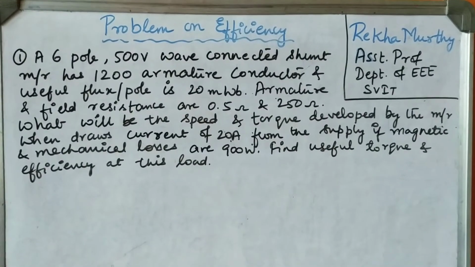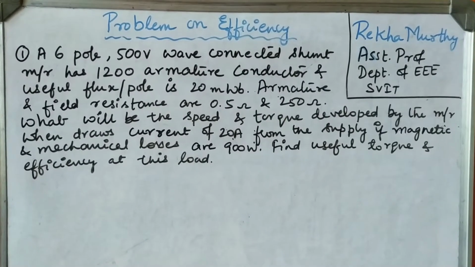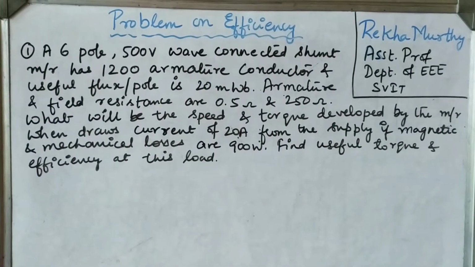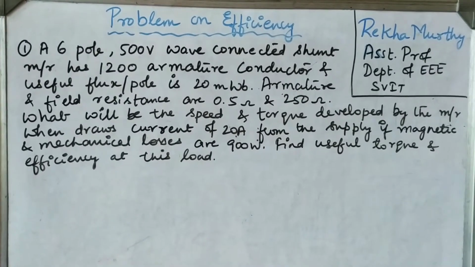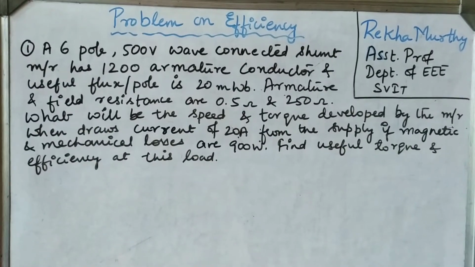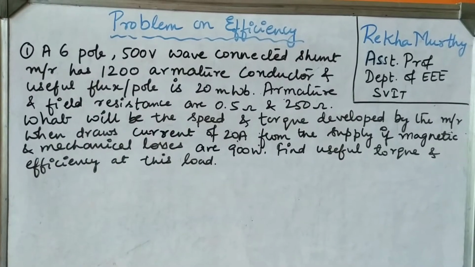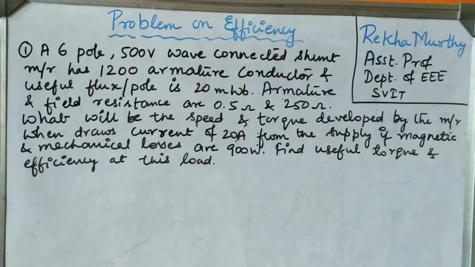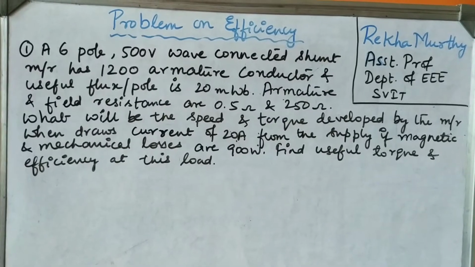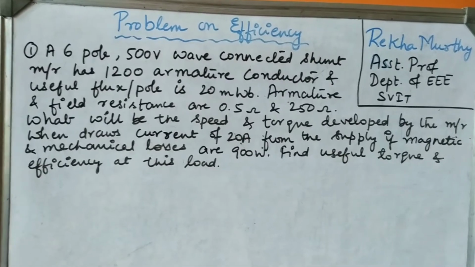Today I am here to discuss a problem based on efficiency from the first module of the Electric Motors subject. The problem is: a 6-pole, 500 volt, wave connected shunt motor has 1200 armature conductors and useful flux per pole is 20 milliweber. Armature and field resistance are 0.5 ohm and 250 ohm respectively. What will be the speed and torque developed by the motor when it draws a current of 20 ampere from the supply, if magnetic and mechanical losses are 900 watts? Find the useful torque and the efficiency at this load.